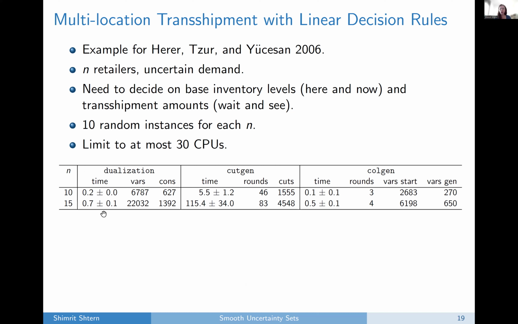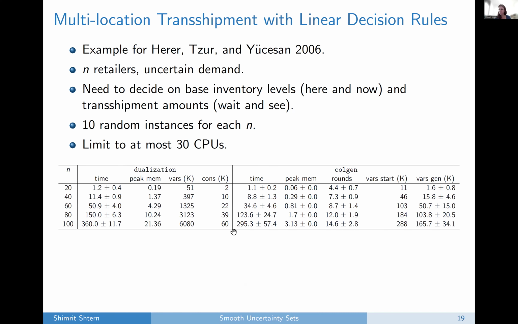So this is for small n's, and we can see that the column generation algorithm matches the dualization in time, and, though it doesn't show here, memory consumption was also very low, where the cut generation was very slow in comparison. So when we move forward, we only looked at bigger n's up to 100. And the problem with dualization, as we know, is that it uses more and more memory. So as we increase the number of retailers, the memory consumption grows larger. While the column generation actually used a lot less memory. As we can see, it generated fewer variables.